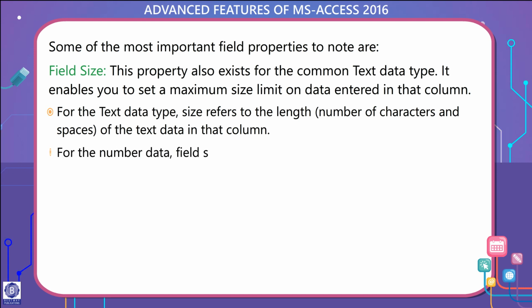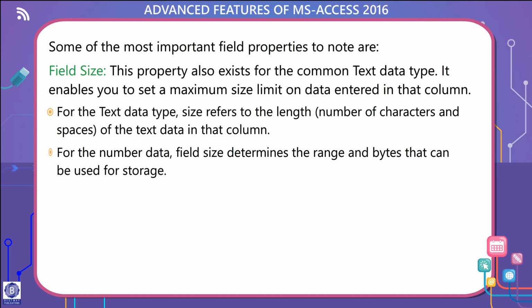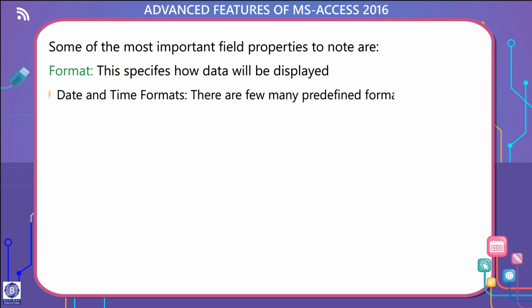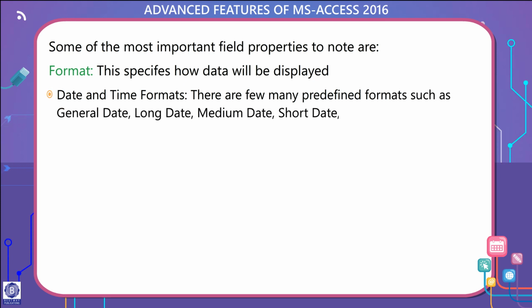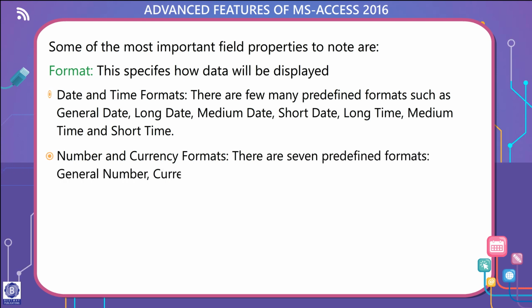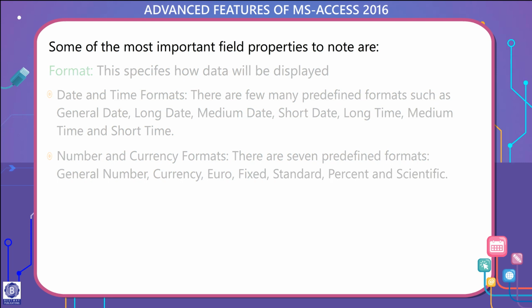For the data number, field size determines the range and bytes that can be used for storage. Format. This specifies how data will be displayed. Date and time formats. There are many predefined formats such as general date, long date, medium date, short date, long time, medium time and short time. Number and currency formats. There are 7 predefined formats: general number, currency, euro, fixed, standard, percent and scientific.